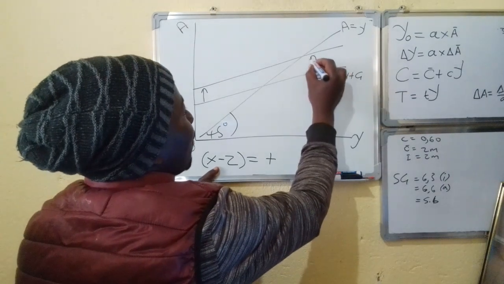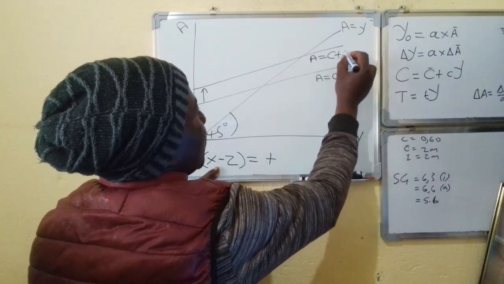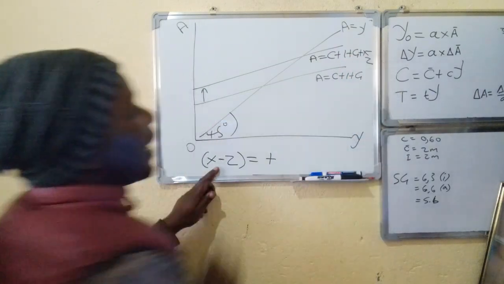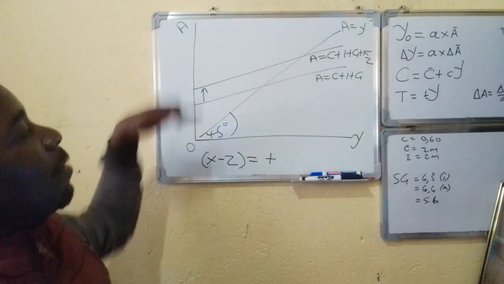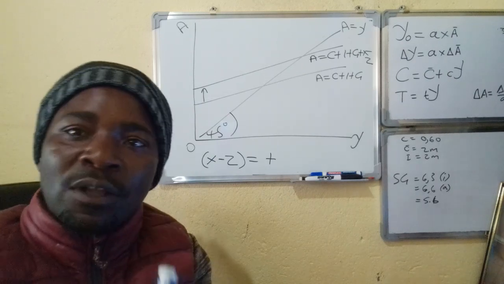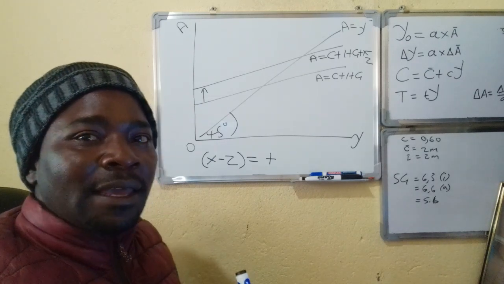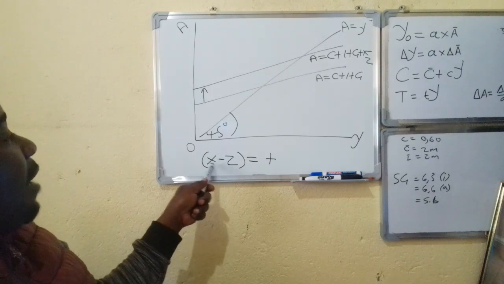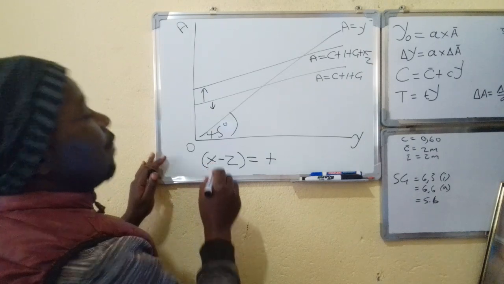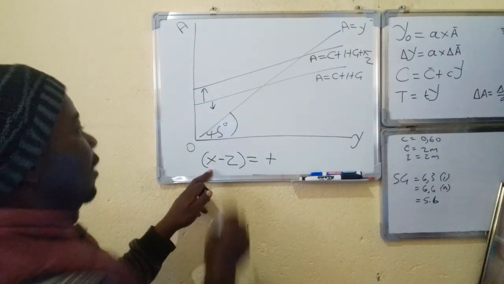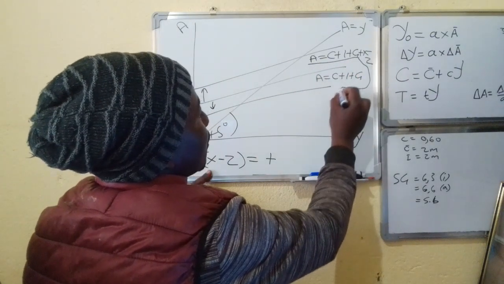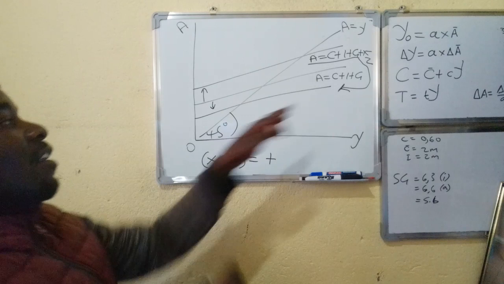But now the name of the curve will be AE equals C plus I plus G plus X minus Z. These things keep on shifting the curve upwards. But imports also have a little effect. If imports are bigger than exports, they will take the whole curve down. If imports were bigger than exports, they will take the curve down, the same curve with the same name of the equation. But it's a rare case.